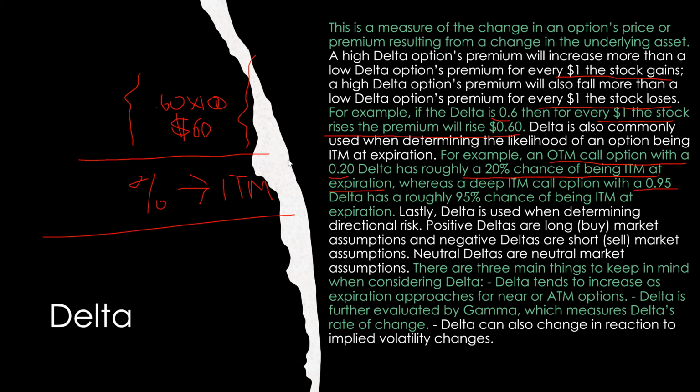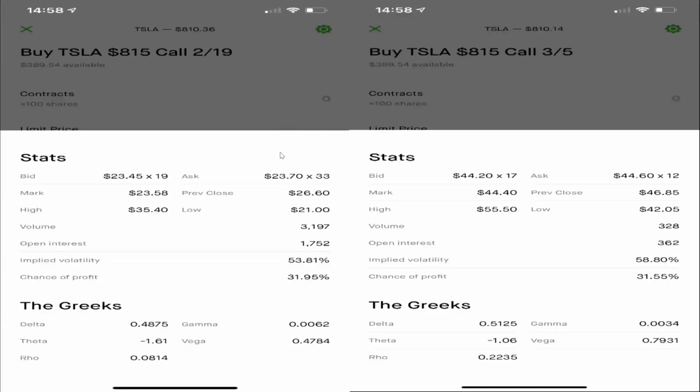All right. Delta is also used to determine directional risk. Positive deltas are long market assumptions and negative deltas are short market assumptions. Neutral deltas are neutral market assumptions. The three main things to keep in mind when considering delta: it tends to increase as expiration approaches for near-the-money options. Delta is further evaluated by gamma, which measures the delta's rate of change. Delta can also change in reaction to implied volatility. All right, so let's take a look at an options contract.